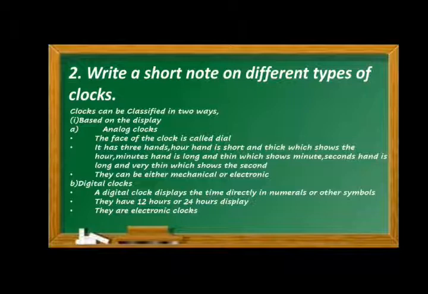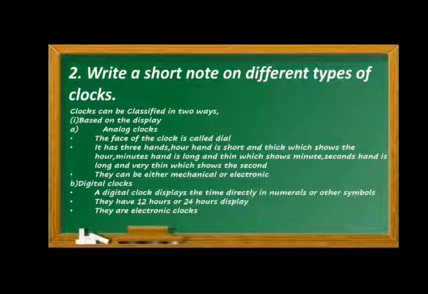Write a short note on different types of clocks. Clocks can be classified in two ways. Based on the display, they can be classified as analog clocks and digital clocks. Based on the working mechanism, they can be classified as quartz clocks and atomic clocks. So, based on the display, analog clocks.